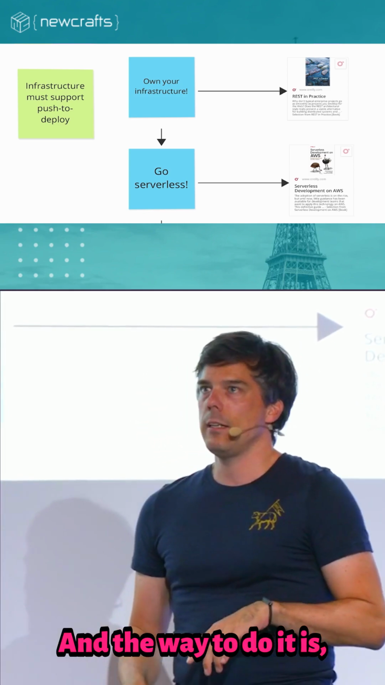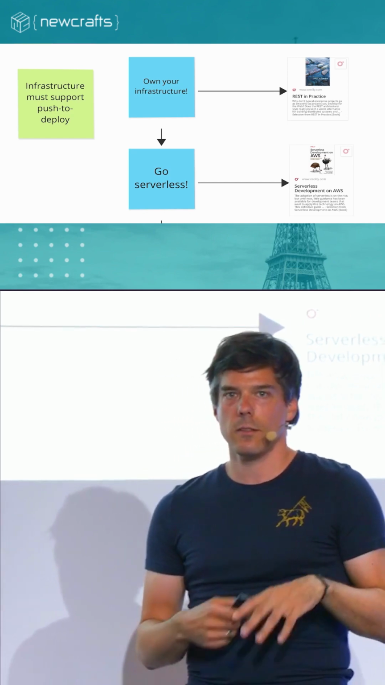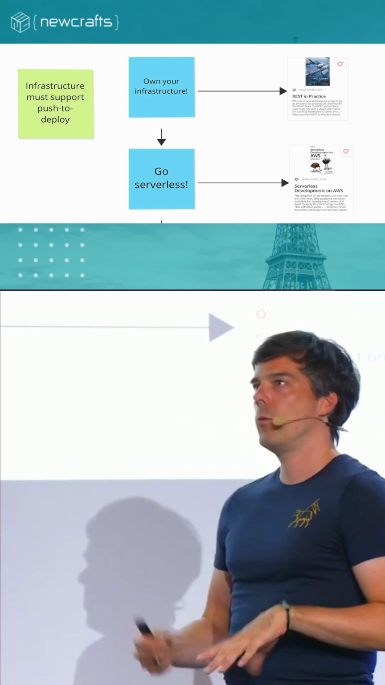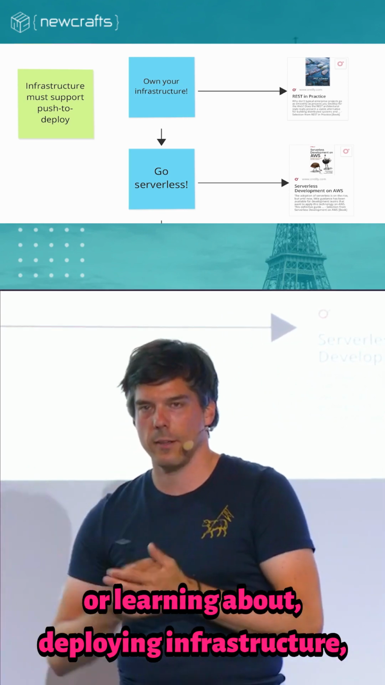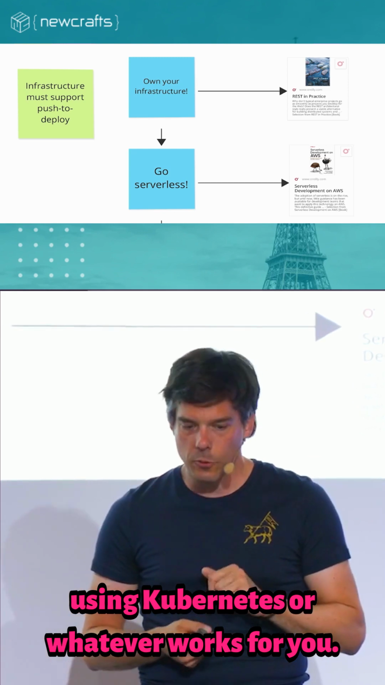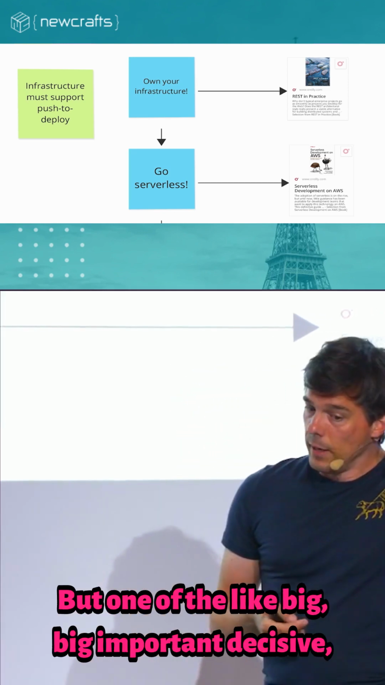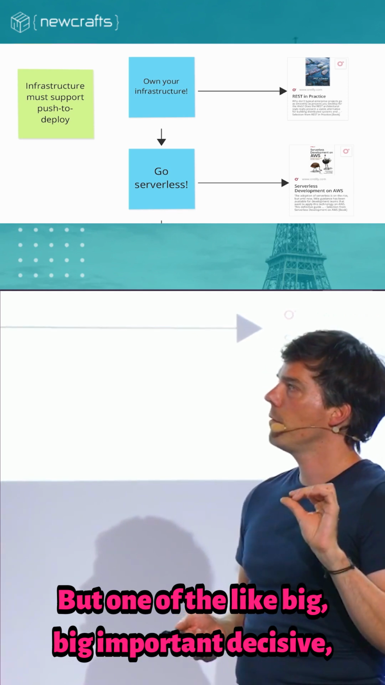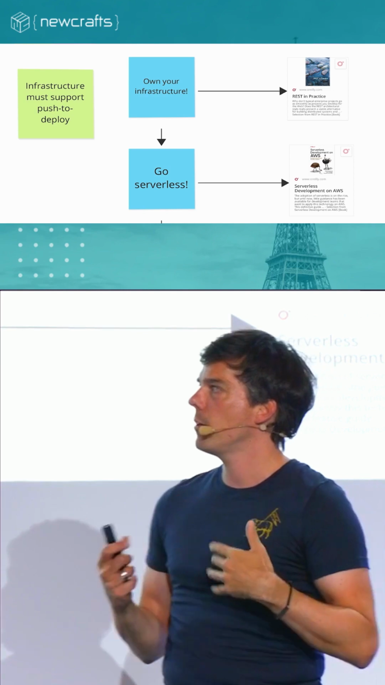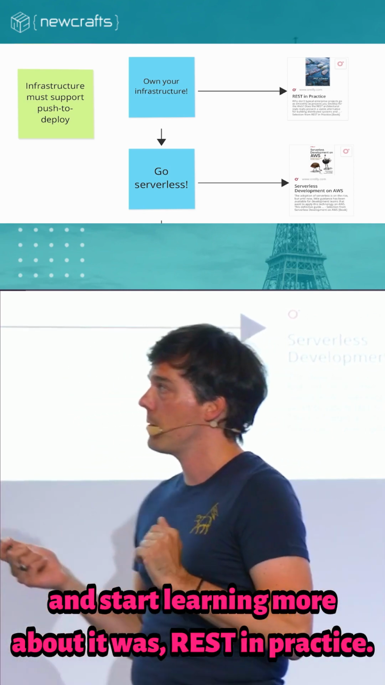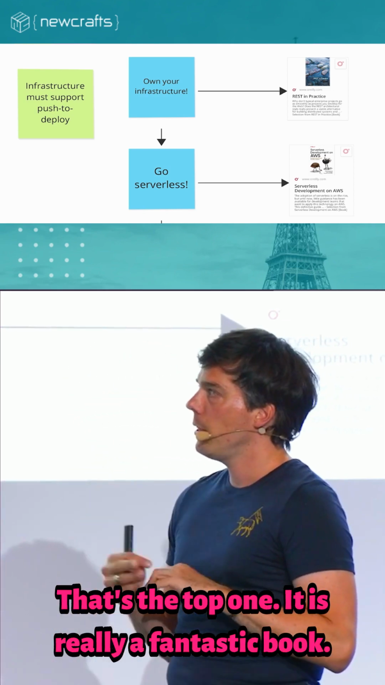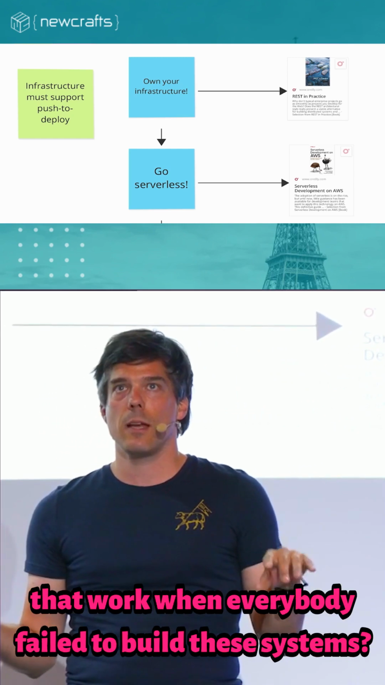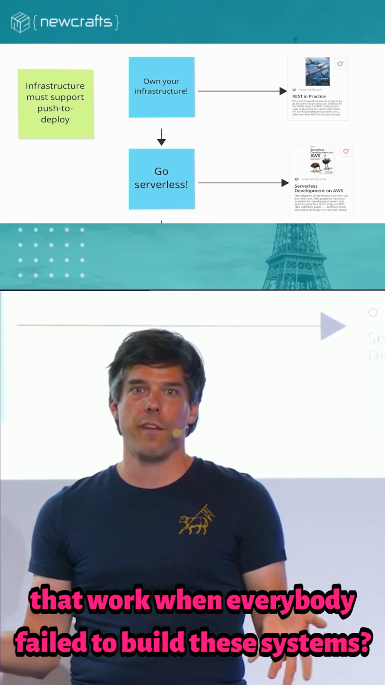And the way to do it is of course going in the cloud, going serverless, or learning about deploying infrastructure using Kubernetes or whatever works for you. For me, serverless worked very well. But one of the big, decisive books for me to start learning more about it was REST in Practice. That's the top one. It is really a fantastic book. The main idea is, how can we build systems that work when everybody failed to build these systems?